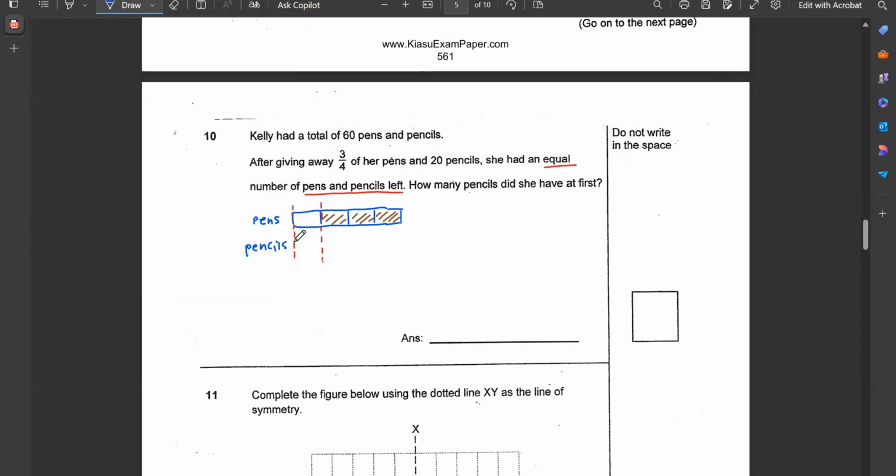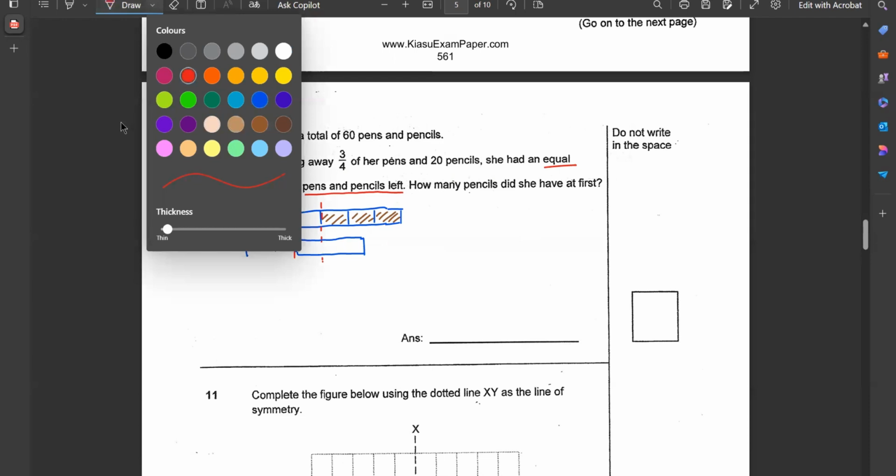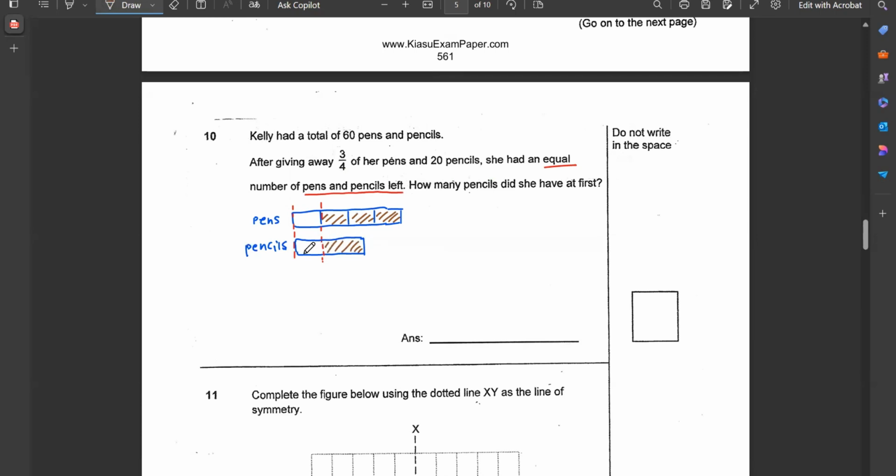Your pencils model, at first you don't know how big it is. Just draw some random size, maybe something like that. Make sure the ending line of pencils does not coincide with any of the unit lines, because you don't want to accidentally think that pencils is like 2 units. It's very confusing, very misleading, so we avoid that generally. So this will be our at-first pencils model. Can you see that the 20 pencils given away is actually this part? Your pencils to shade away is this part, because you want the leftover pencils here to be the same size as the pens here, because of equal pens and pencils left. So of course, this must be your 20 pencils.